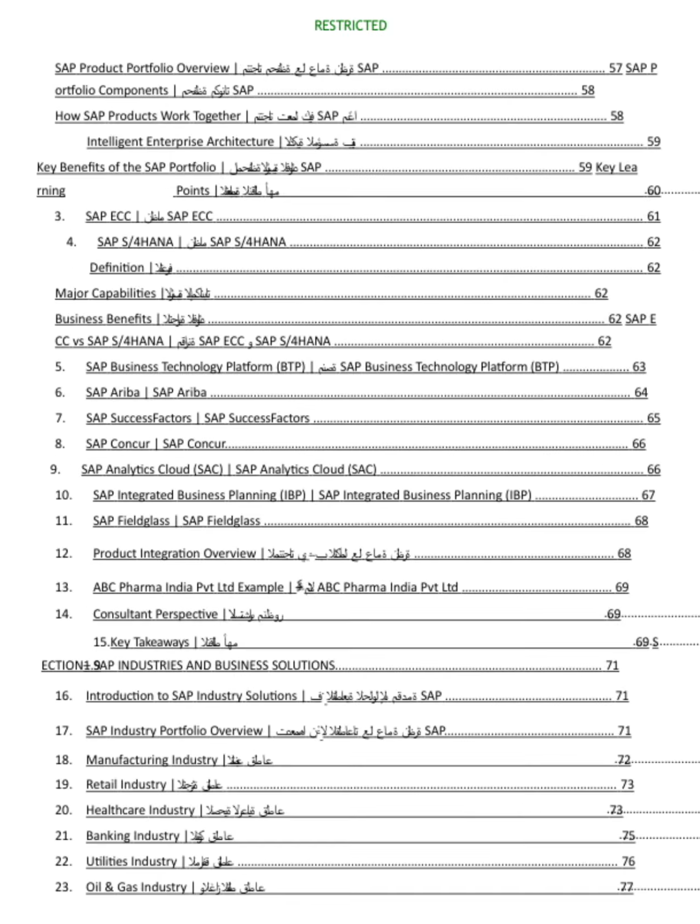In this section, we're diving into an overview of the SAP product portfolio. We'll explore the key components and how they work together to create an intelligent enterprise architecture. You'll see the major benefits these products bring, plus a comparison between SAP ECC and SAP S4 HANA. We'll also cover important platforms like SAP Business Technology Platform and solutions like Ariba, SuccessFactors, and Concur. Finally, we'll look at industry-specific offerings and real-world examples to ground everything in practice.